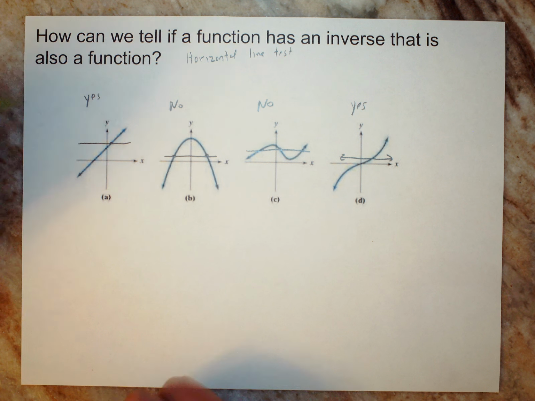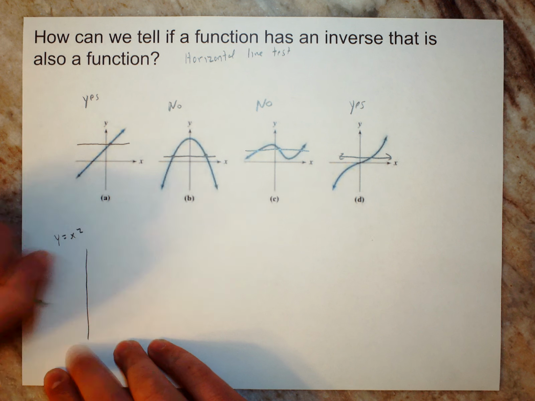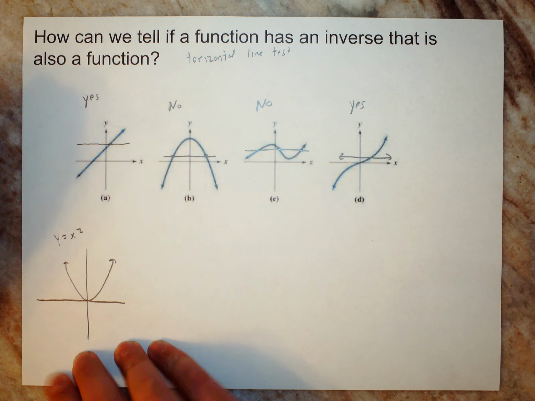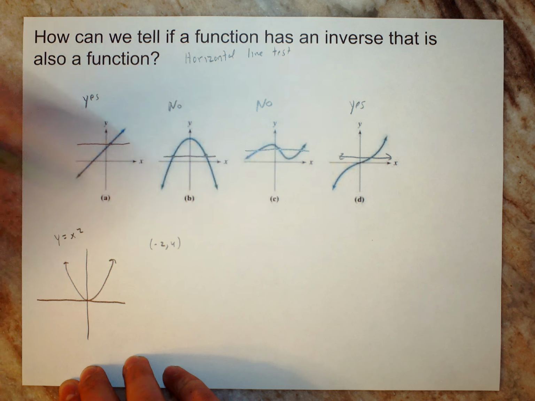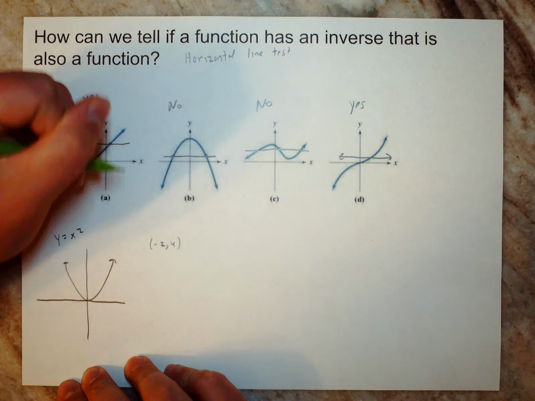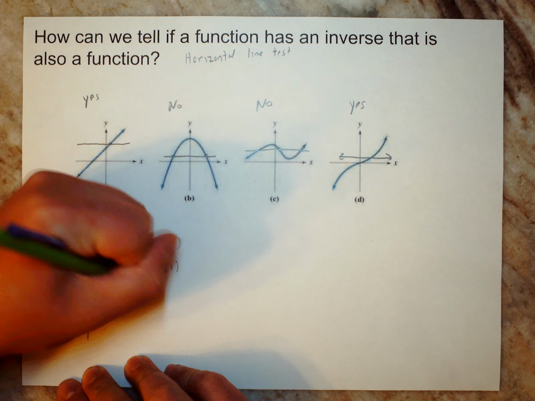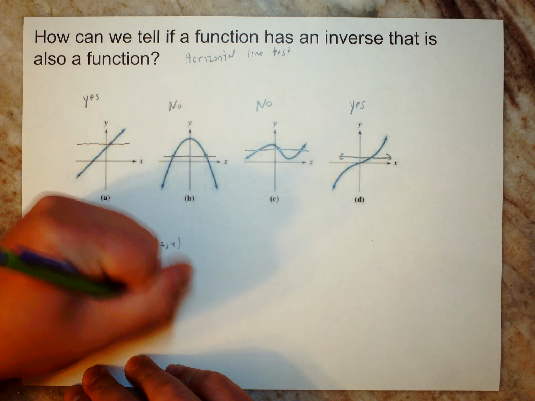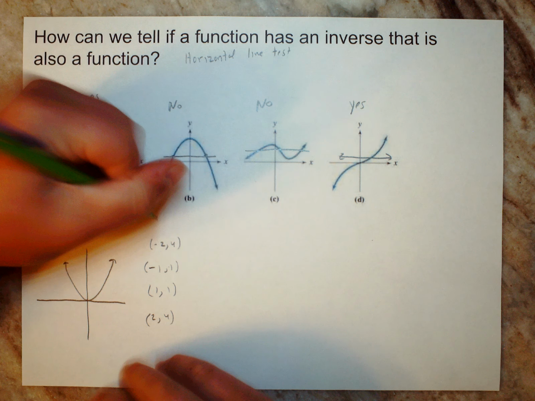Just a little background, so just a little example. If you take the graph y equals x squared, it's a parabola. And we look at some of the points on this. Some of the points are -2, 4. We have -1, 1. We've got 1, 1. We've got 2, 4. Now, remember we talked about on the first slide.